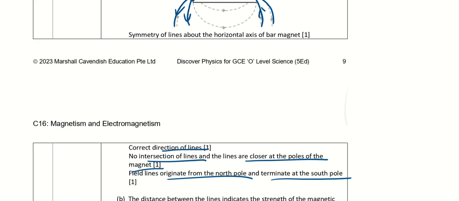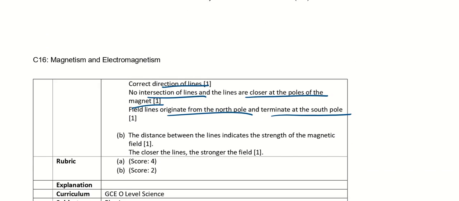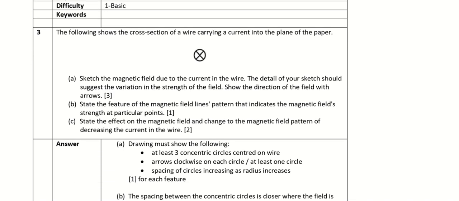Okay. So how do we explain this? What feature in the drawing indicates a strong magnetic field? Distance between the lines indicates the strength. The closer the lines, the stronger the field, right? Next, we'll go to question 3.